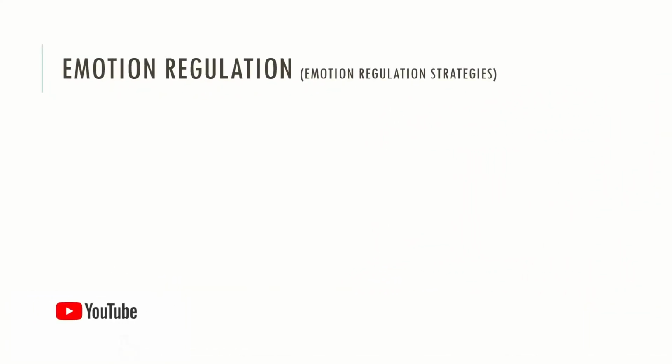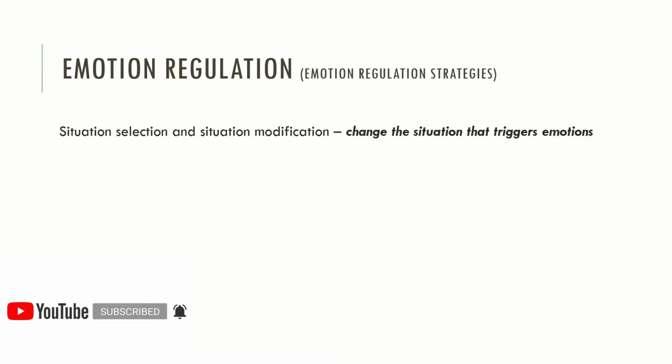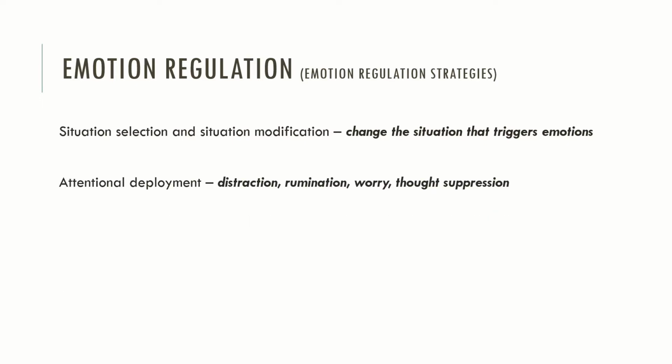Emotion regulation strategies may also be divided into other broad categories. One category is situation selection and situation modification. Another category is attentional deployment. In attentional deployment, we may find strategies such as distraction, rumination, worry, or thought suppression. Another broad emotion regulation strategy is cognitive change. Here, we may find strategies such as reappraisal, distancing, and humor.